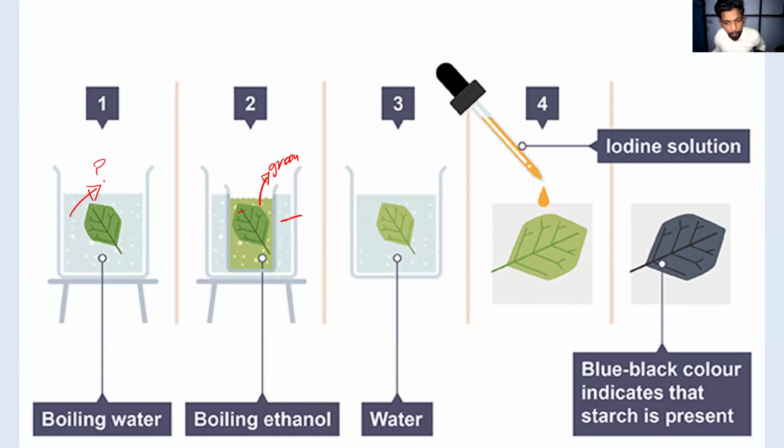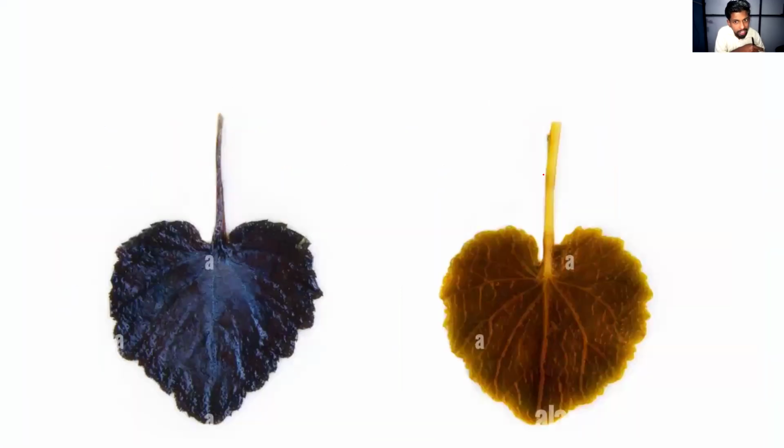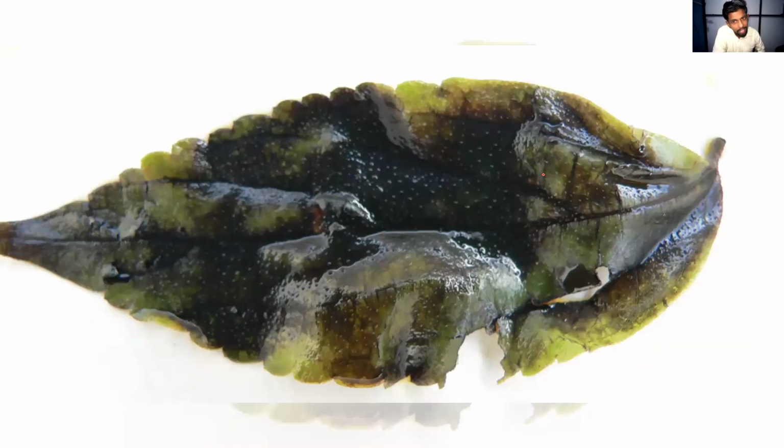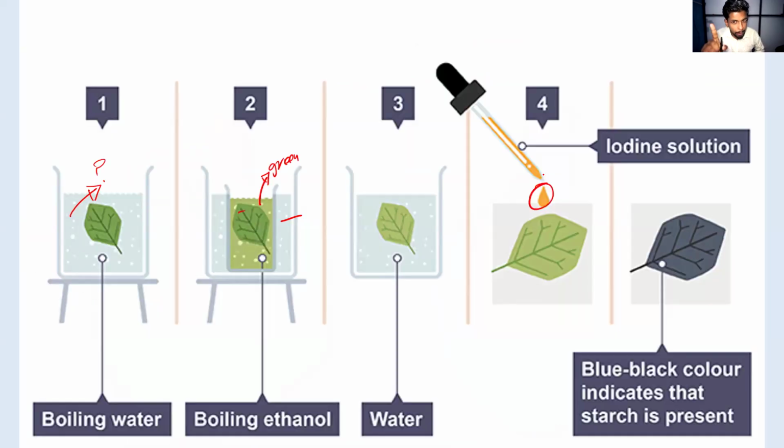Third one, we took that leaf and washed it in the water. And fourth step, we added the iodine. You may have observed the color change earlier. When I add the iodine to the leaf, the iodine shows the purple color. So from this, we can prove that the leaf contains starch.